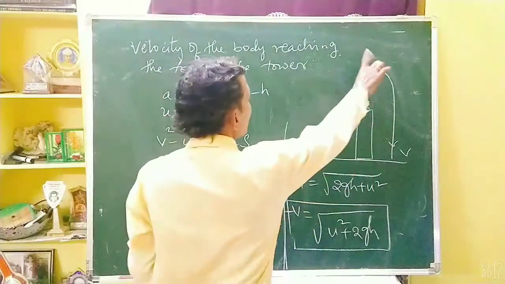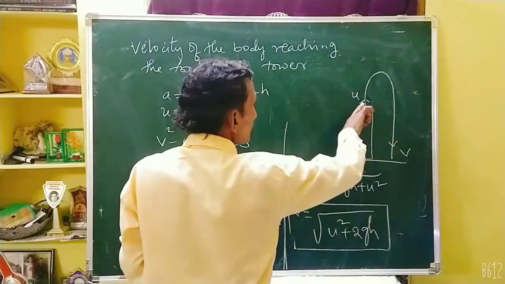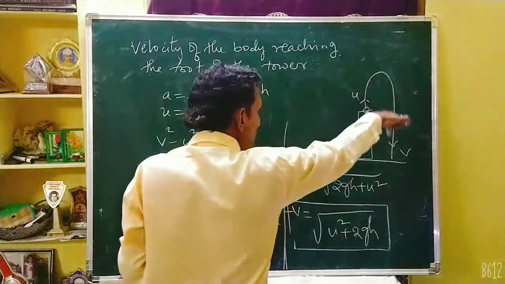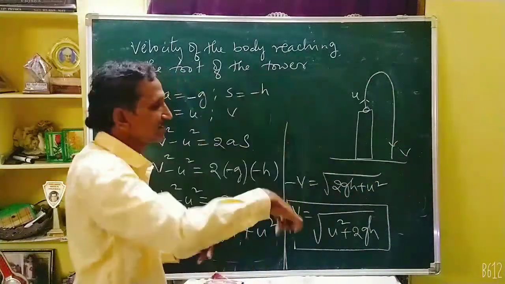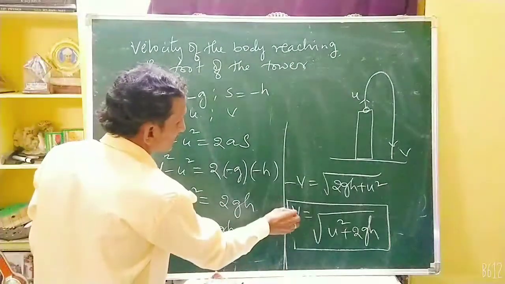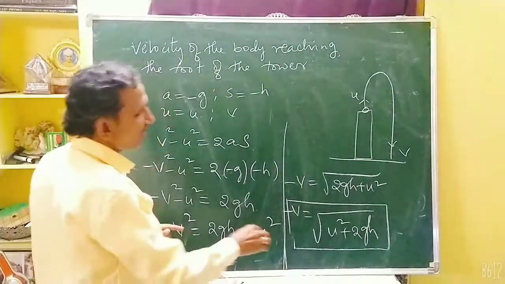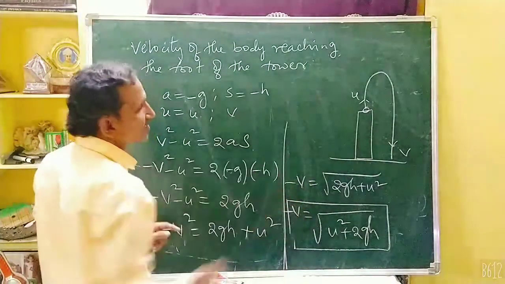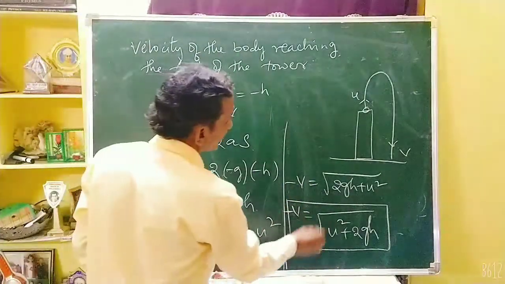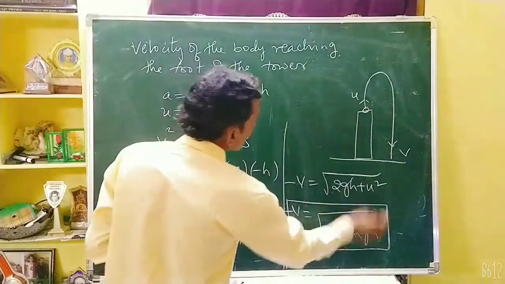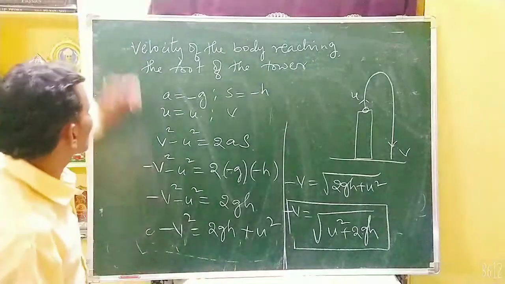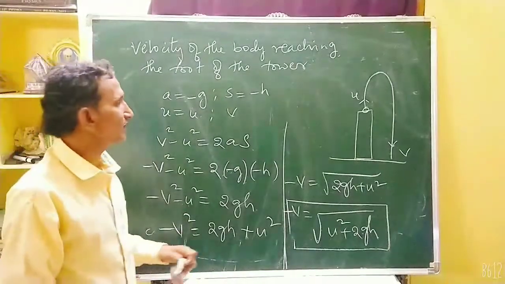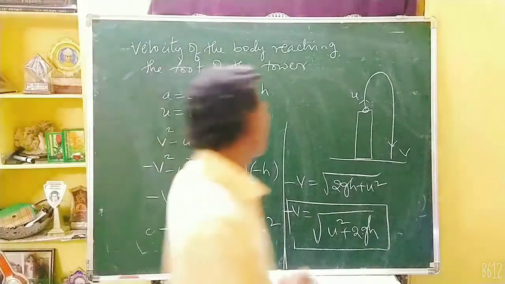Here the body is going up. Here the body is coming down. So the body has returned and is coming down along the negative y-axis. So the negative sign shows that the body is returning downwards with a velocity v equal to under root of u square plus 2gh. Okay, just copy this down, and we will go to the next concept.